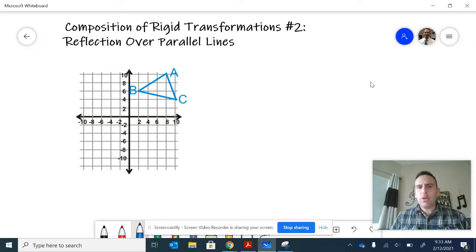In this lesson, I want to look at a second composition of rigid transformations. In this example, number 2, we're going to look at reflection over parallel lines. You can see the triangle in the figure. I want you to use your imagination that somewhere on this graph we have parallel lines.